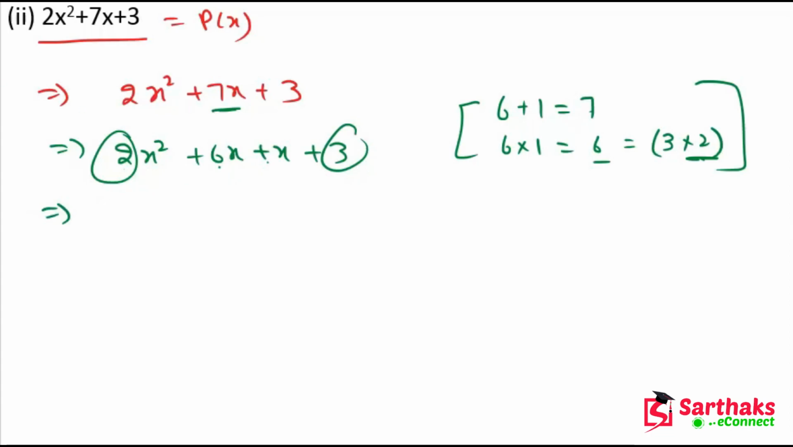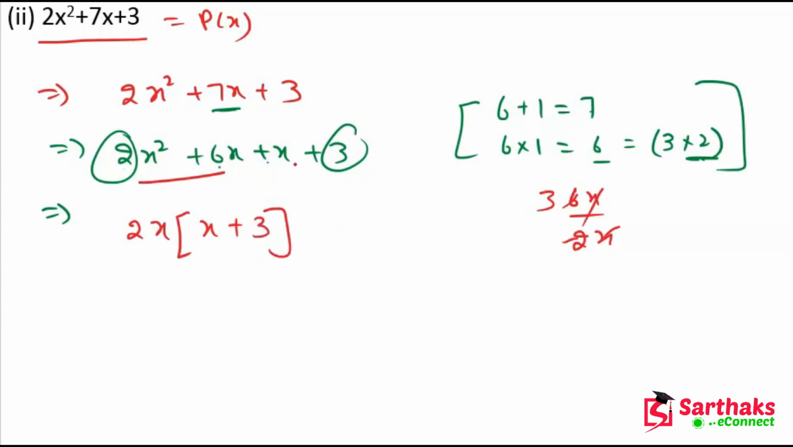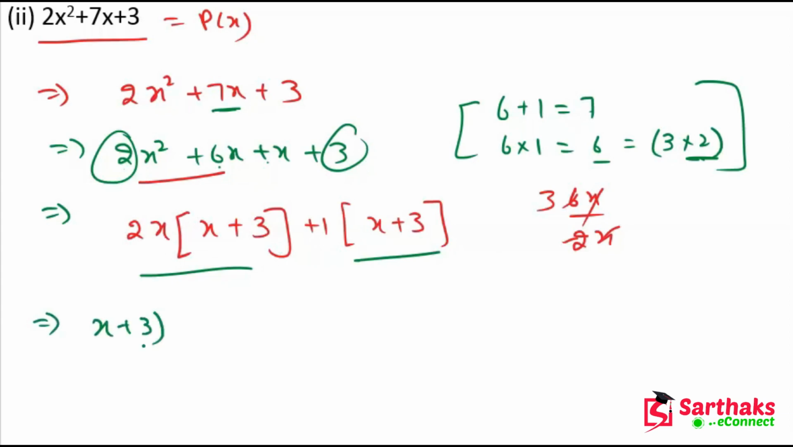So now, my dear friends, we can take 2x common from these two terms. So we get x plus, if we divide 6x by 2x we get 3, so x plus 3. Now in the other two terms there is no common, so we are taking plus 1 as common, so we get x plus 3. I hope you understand these things. So now we have two terms, and in these two terms x plus 3 is common, so we take x plus 3 as common, and we get 2x plus 1.